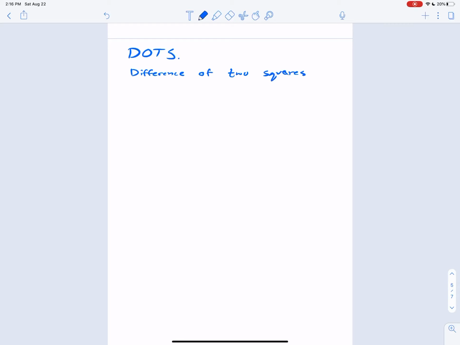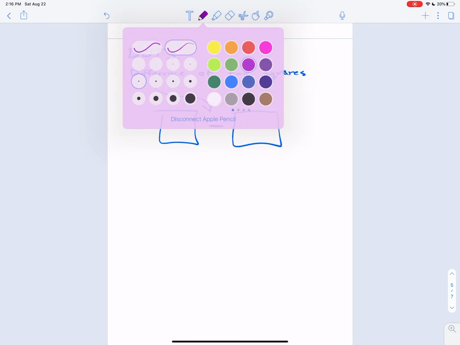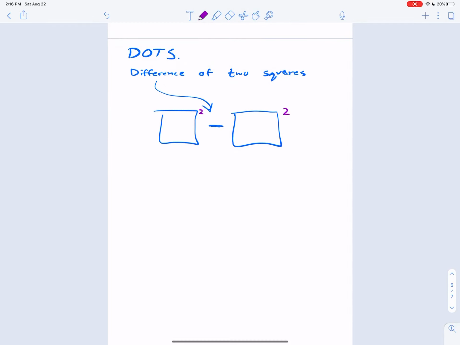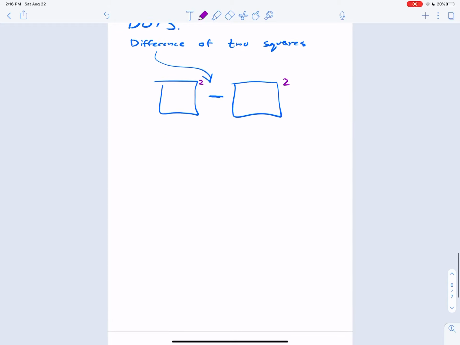Difference of 2 squares. Difference in math is a minus sign. 2 means that you're going to have 2 terms here, and they're both going to be squared. So you're going to have something squared minus something squared. Okay? This one is a lot easier than GCF, so here we go.